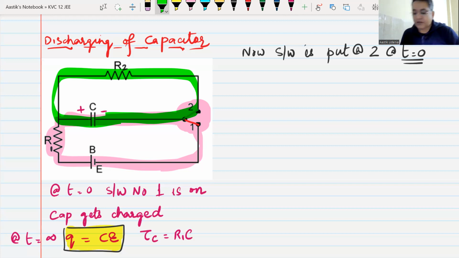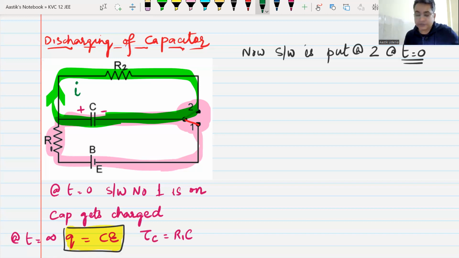And now the current in the circuit will flow like this. Yes or no? And now the capacitor will start to get discharged. The charge on the capacitor will change from the value it had, and slowly, in fact, it becomes 0 very quickly. It will become 0. That process is known as the discharging of the capacitor.